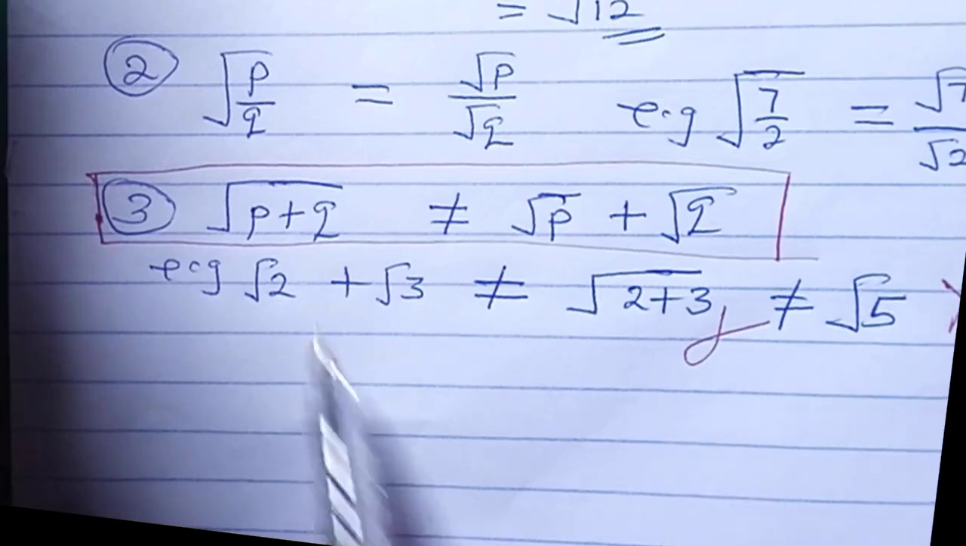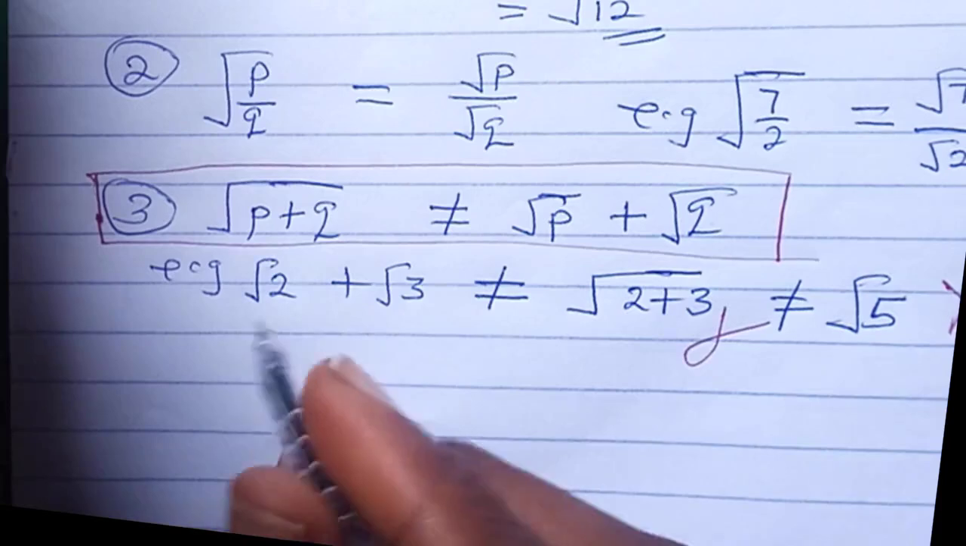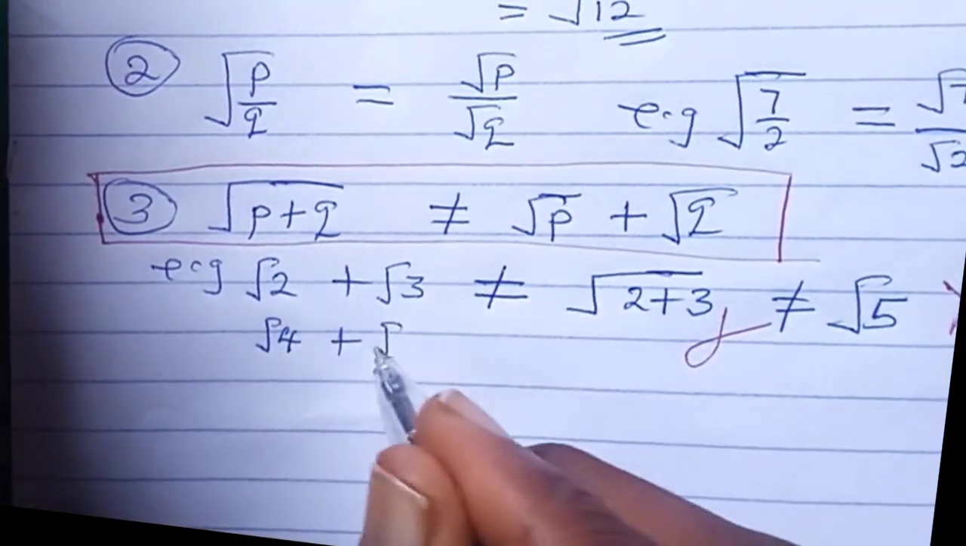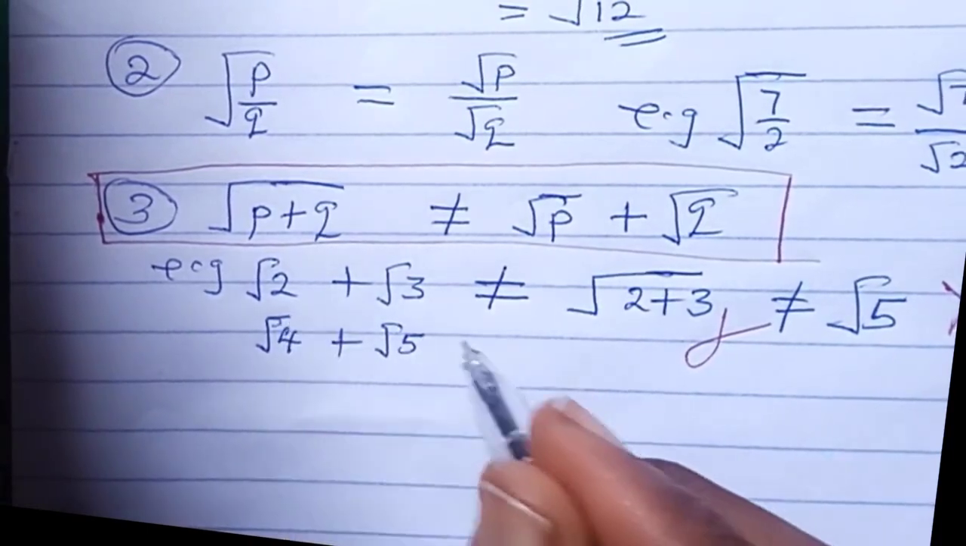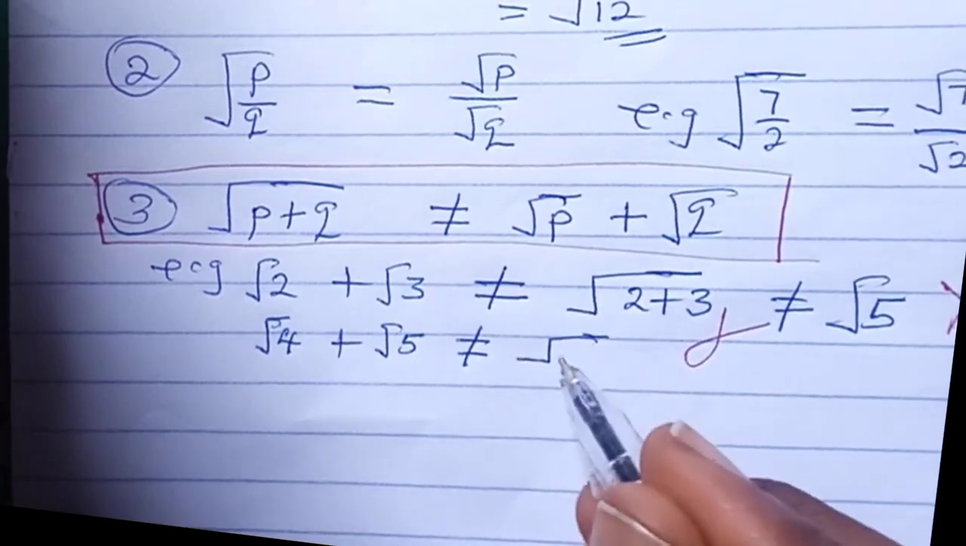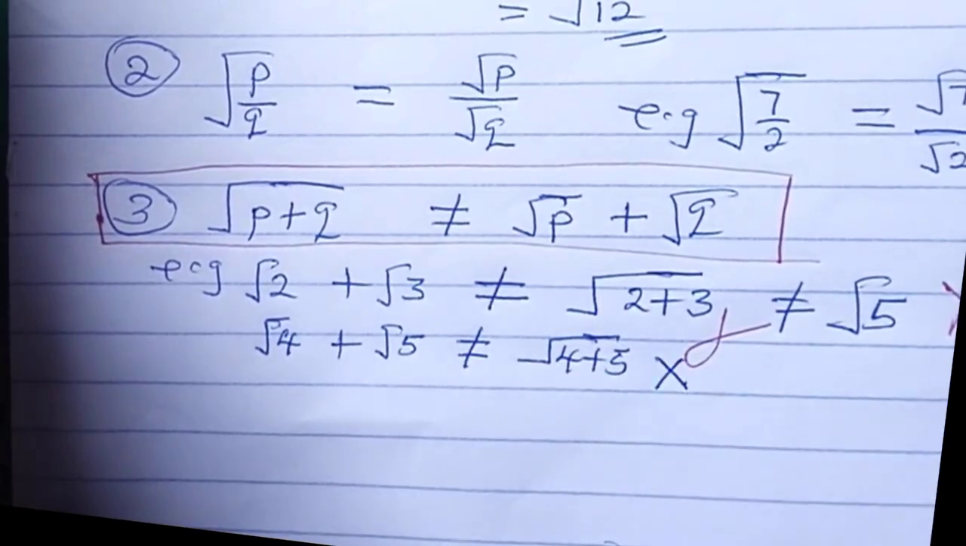So take note that root 2 plus root 3 is not equal to this. Even though you have, let me say, root 4 plus root 5, take note, it is not going to be equal to root 4 plus 5. This is wrong.